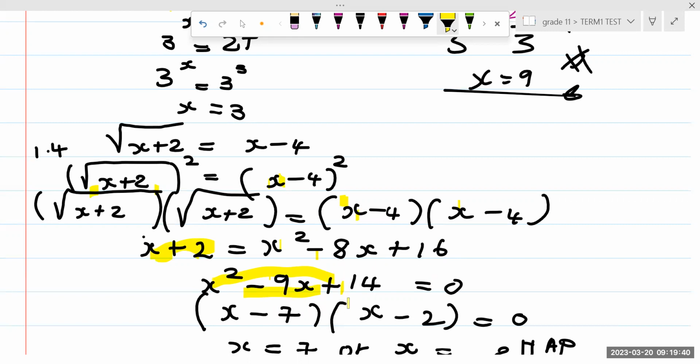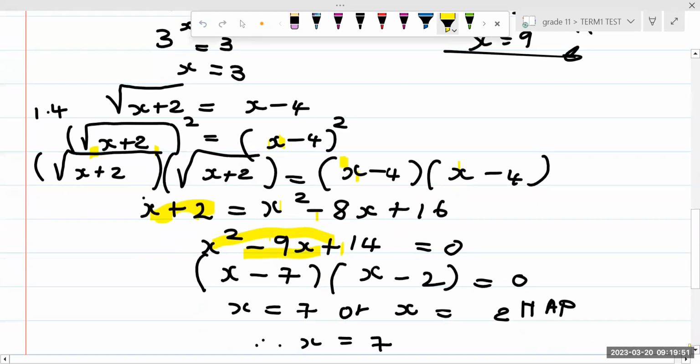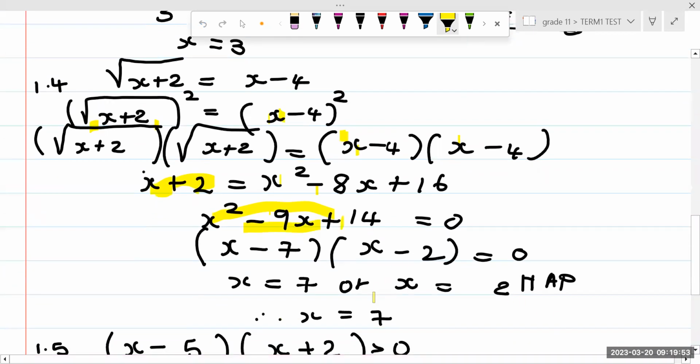So then what you can do is factorize this, or you can use the quadratic formula, but we prefer the factorizing method because it's easy and quick here. Yeah, and also professional. Don't try this at home.